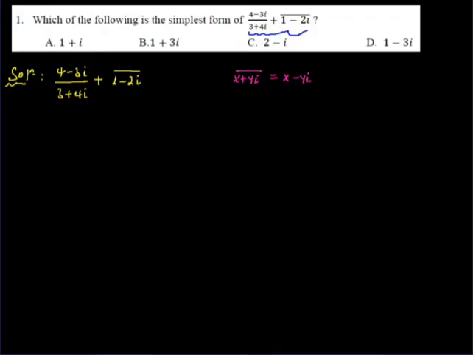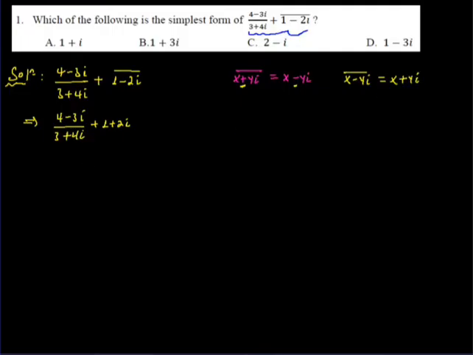So the given complex number can be written as (4 minus 3i) over (3 plus 4i) plus 1 plus 2i. The imaginary part will change its sign. If this is plus, here it becomes minus. Whenever we have x minus yi, its conjugate becomes x plus yi. This is the conjugate.